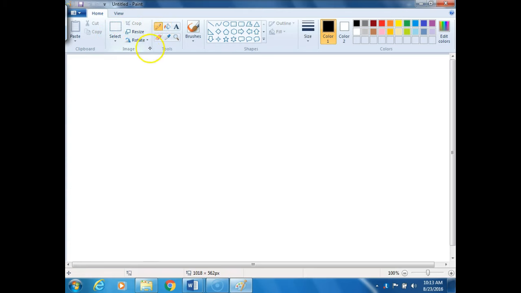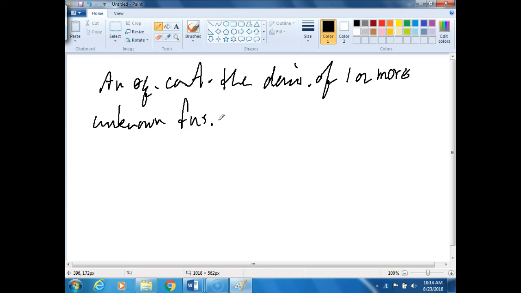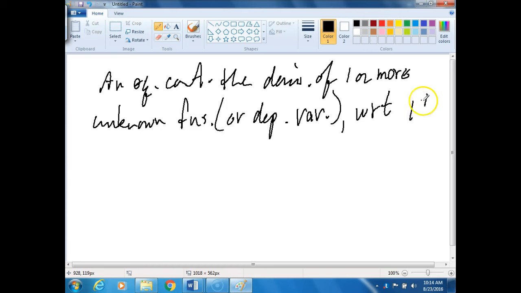So let's go back to the pen. An equation containing the derivatives, and I'll abbreviate like crazy, the derivatives of one or more, I'm going to put 1 plus, unknown functions, or dependent variables, with respect to, WRT is with respect to, one or more, 1 plus, independent variables.